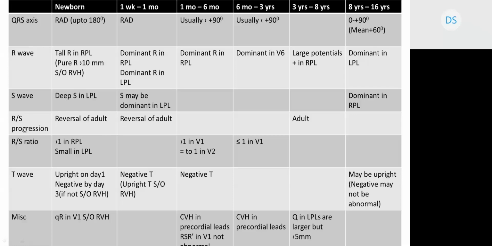The RS progression is the reverse of an adult. That means R is more dominant than S in right precordial leads, whereas S is more dominant in left precordial leads in an adult. So that's where the RS ratio comes into the picture. The T wave is also very important. You have a T wave which is upright on day 1 in V1, and then after day 3 it becomes negative, and then it becomes upright again by 8 years of age. Another way to find out right ventricular hypertrophy in a newborn is a QR pattern in V1. So if you have a small Q and a dominant R with no S, that means you have RVH in a newborn. So I think this is the end of our session today.